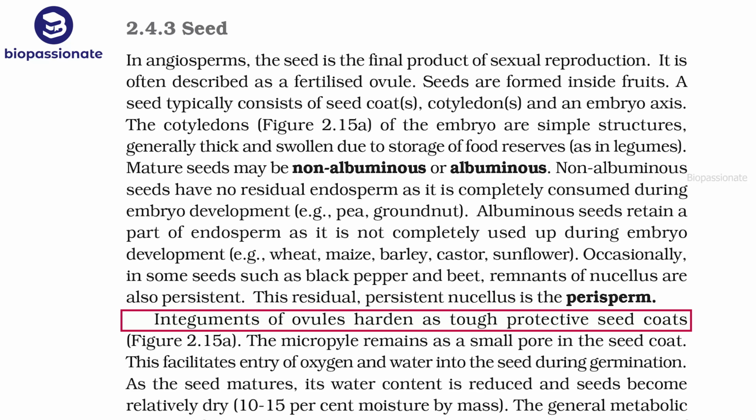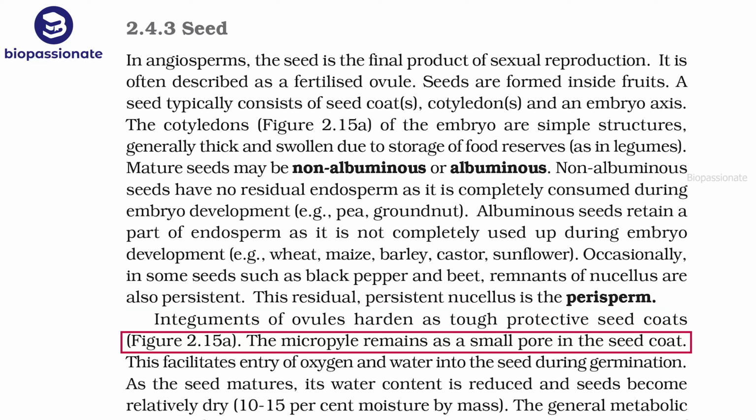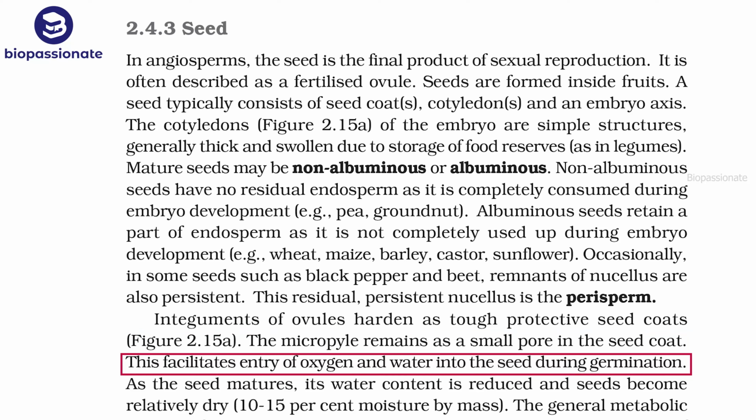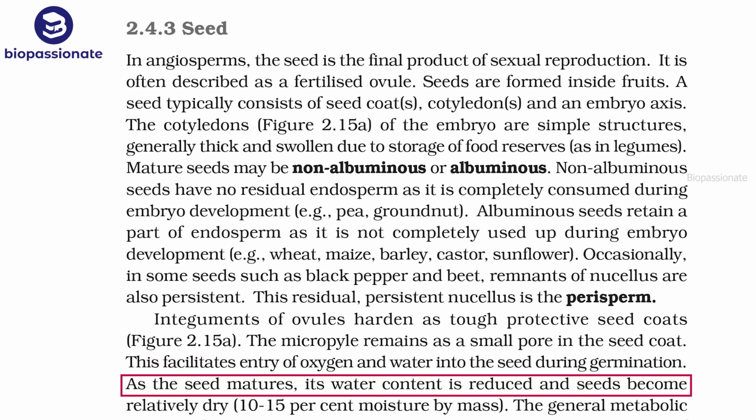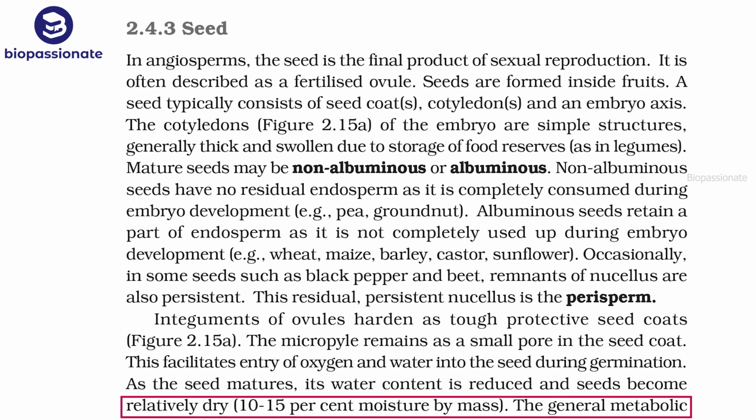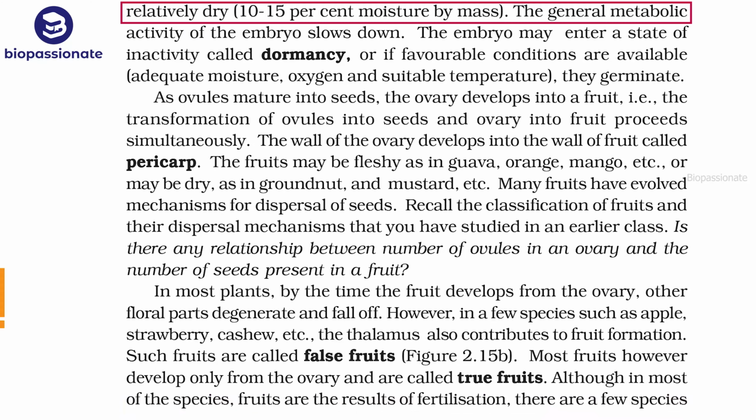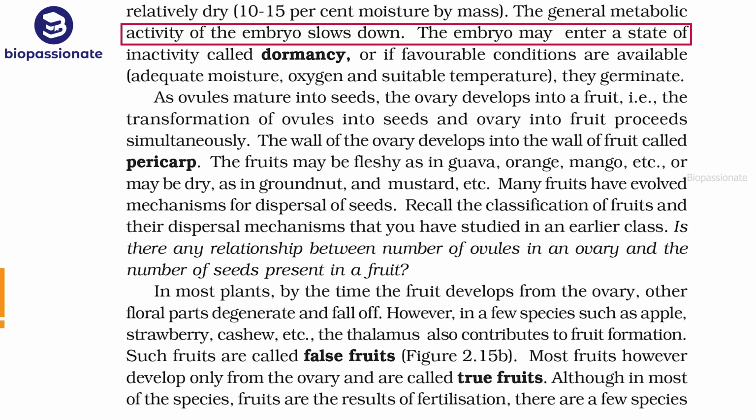Integuments of ovules harden as tough protective seed coats, Figure 2.15a. The micropyle remains as a small pore in the seed coat. This facilitates entry of oxygen and water into the seed during germination. As the seed matures, its water content is reduced and seeds become relatively dry, 10 to 15% moisture by mass. The general metabolic activity of the embryo slows down.